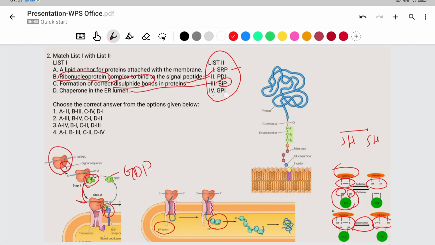Now comes the anchor protein, that is GPI, known as the glycosyl phosphatidyl inositol, GPI. So what is the glycosyl part? This part is the glycosyl part.